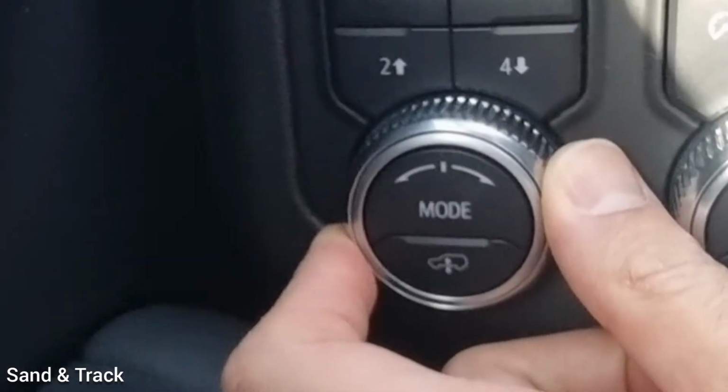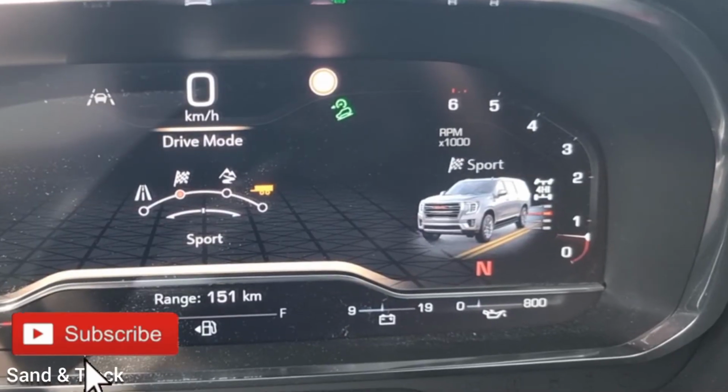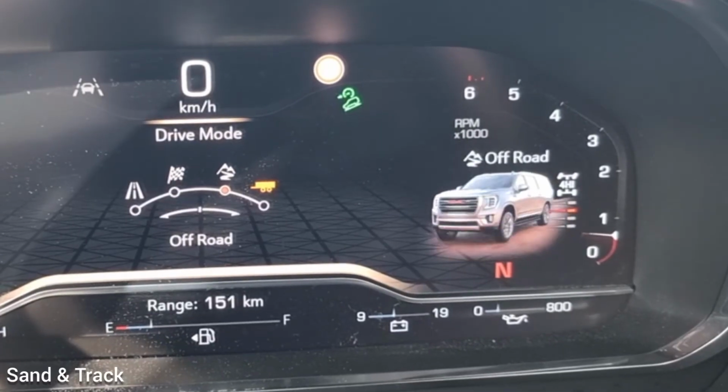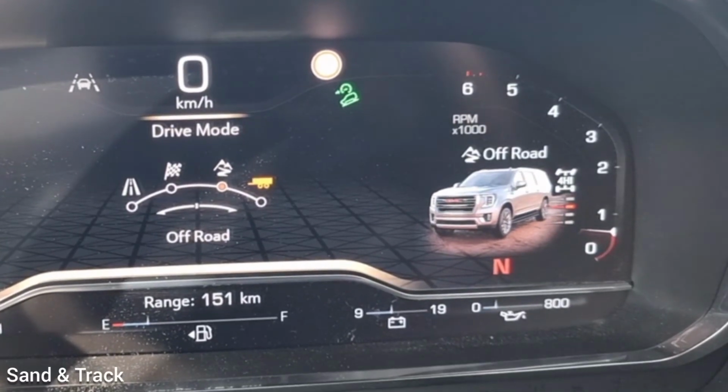Off-road mode is to be used in conjunction with 4H, 4Low, and Auto mode. What it does is it raises the height of the car, it increases the response on the pedal, and enhances the traction control system for off-road use.